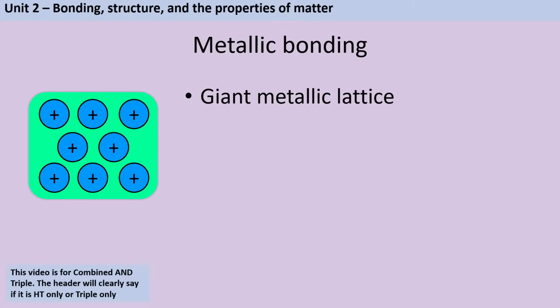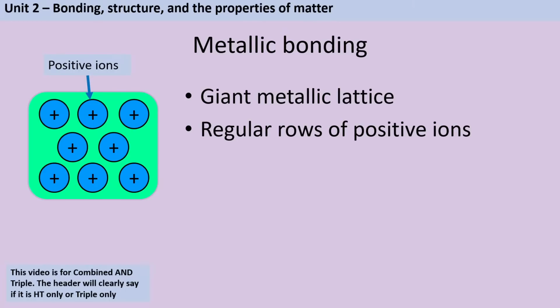So that lattice is mainly made of these positive ions, and they're in these regular rows. Now, the reason that they're positive ions is that each metal atom has lost its outer shell electrons. So just the outer shell electrons, it's still got other electrons in the inner shells, but it's lost its outer shell electrons, and so the ion that is left behind is positive.